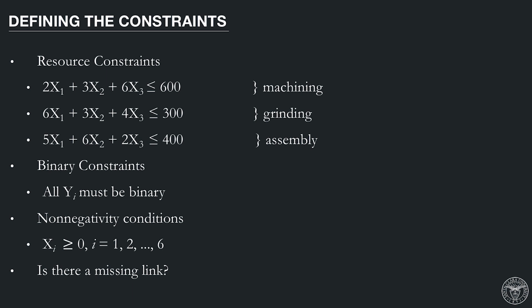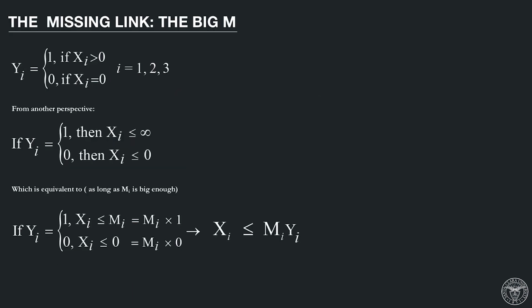But right now, we kind of miss something. We have not defined anything to link how much we are going to produce for each product to whether or not we are going to set up the machine to produce product i. So we must find such a missing link. In this case, we are going to start with yi equal to 1 if xi larger than 0, or yi equal to 0 if xi equal to 0. That's the initial definition of yi.